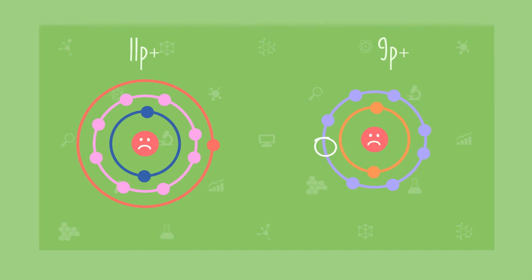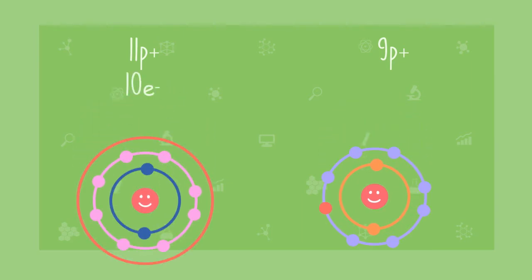But there's a solution. Sodium will donate its unwanted electron to fluorine, giving both atoms full outer shells with 8 valence electrons and making both very happy. However, sodium now has 11 protons, but only 10 electrons. This turns it into an ion with a charge of +1. This positive ion is called a cation. The T in cation, which looks like a plus sign, can help us remember that cation means positive ion.